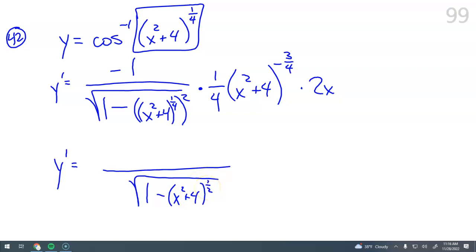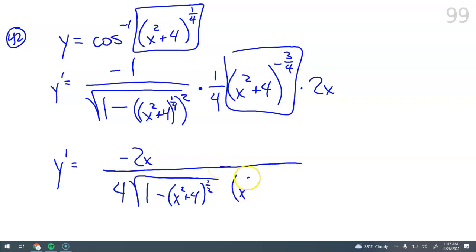You don't have to do that. This negative 1 times 2x will go on top. This 4 goes on the bottom. And then where does this piece go? On the bottom. And what's the new exponent? Positive.